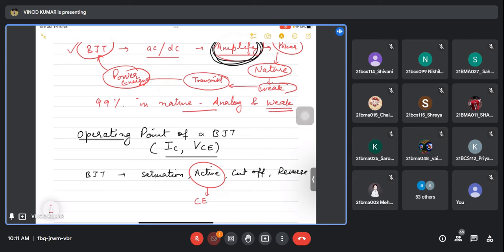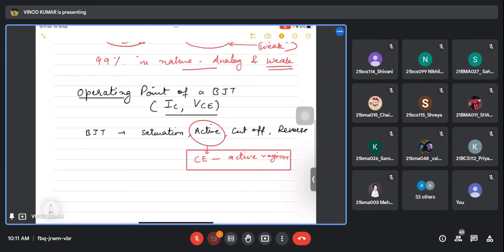So the CE configuration of the BJT in the active region or linear region, both regions are the same. That is how we can use the BJT as an amplifier. The other two configurations cannot be used as an amplifier. Okay, it is the CE which is the best amplifier among all three configurations. So I hope you understand what is the meaning of operating point now. Is it okay?